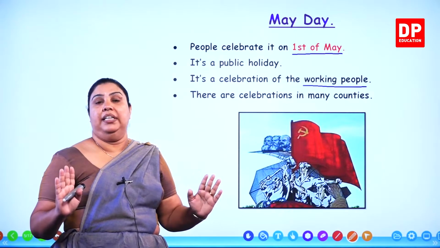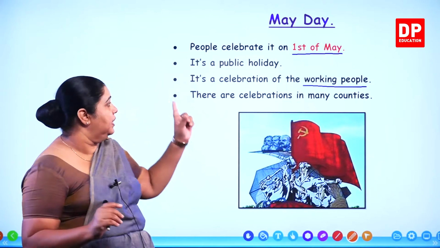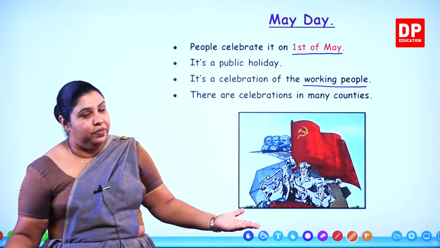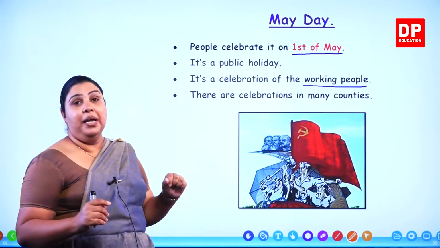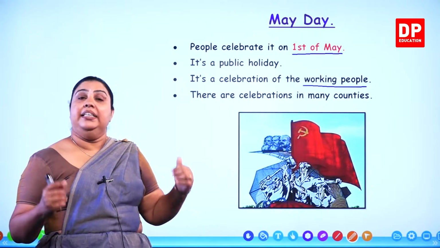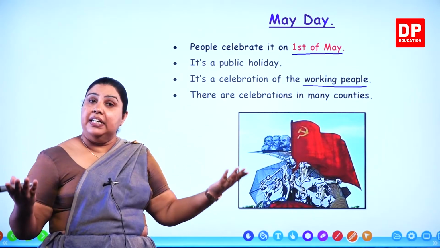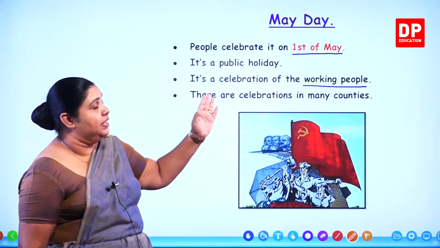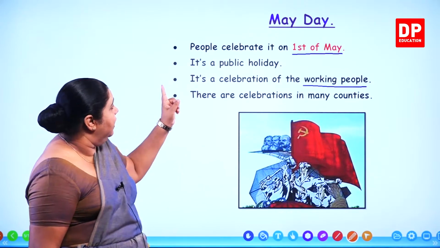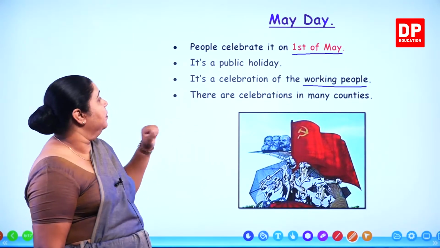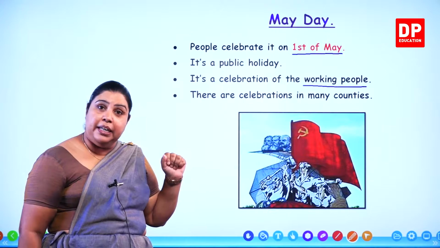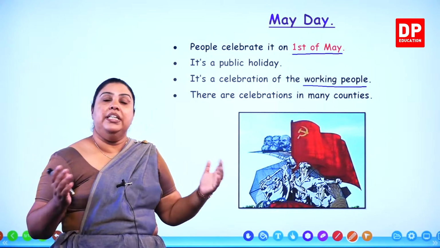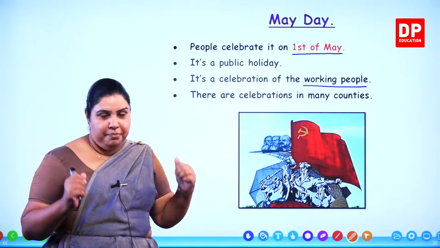හැමෝටම නිවාඩුවක් දීලා තියෙනවා. එදාට කවුරුත් වැඩ කරන්නේ නැහැ because it is a celebration of the working people. So people do not go to work on this day, 1st of May. That is a holiday. They stay at home and they have different celebrations. Okay? So people celebrate it on 1st of May. It's a public holiday. It's a celebration of the working people. There are celebrations in many countries. So this is how they celebrate this May Day.